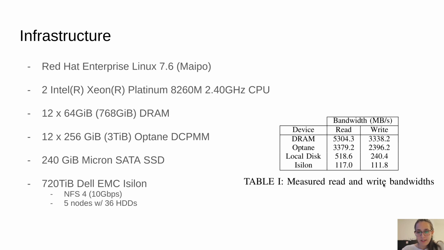So we benchmarked all the storage devices that we would use, and that can be seen on the table on the right. And we can see here that our benchmarks for bandwidth for Optane was very close to DRAM and significantly faster than the local SSD that we had access to.